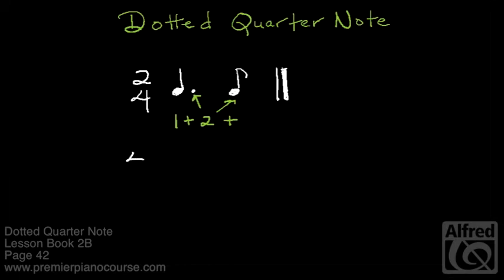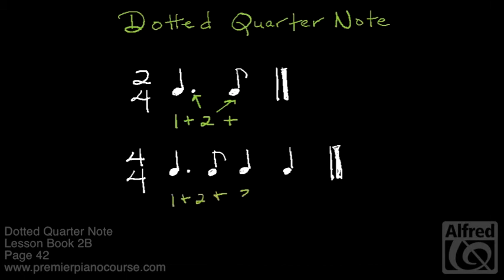Now let's take a look at a measure that has a 4/4 time signature. We'll have the dotted quarter note followed by the eighth note again, and then we'll have 2 quarter notes. Once again, we're going to subdivide the beat. Here are the counts. 1 and 2 and 3 and 4 and.